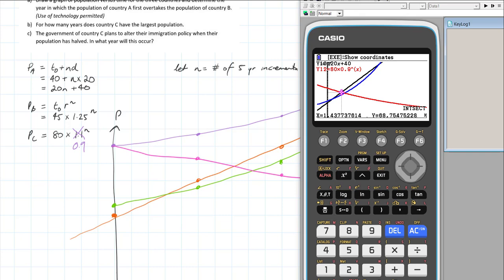This is B, 1.4377. Okay, and we'll fix it up in a second. And look at this, that's about 1.43. That's actually great graphing there by me, thanks.